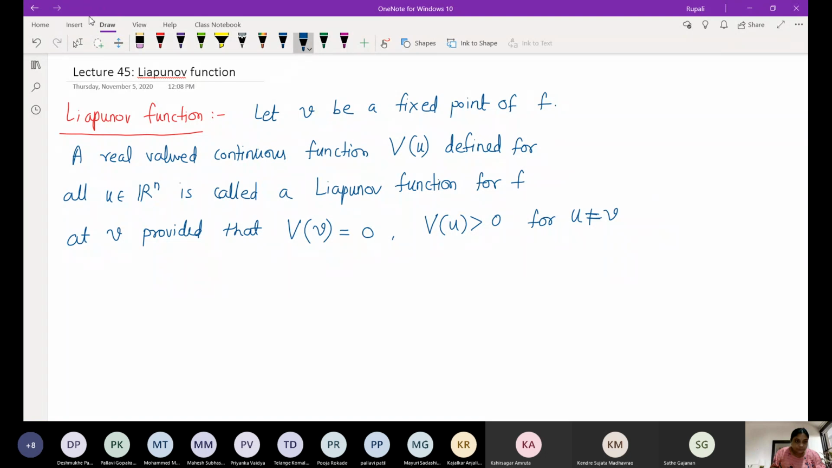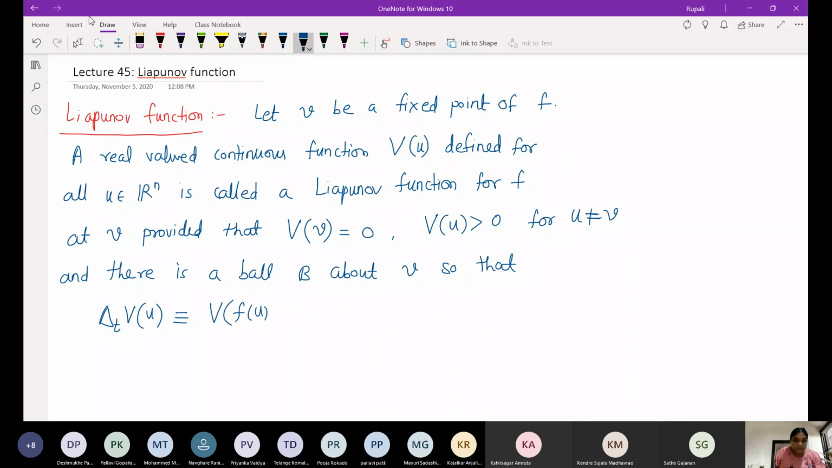And there is a ball B about v so that this delta difference of V at u, which is approximately defined as V at f at u minus V at u, must be less than or equal to 0 for all u belonging to B.